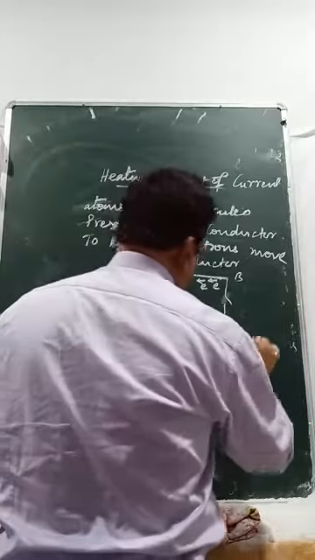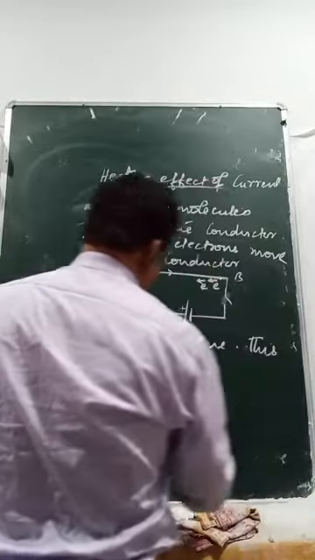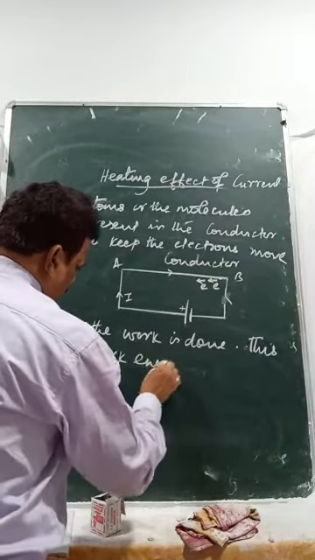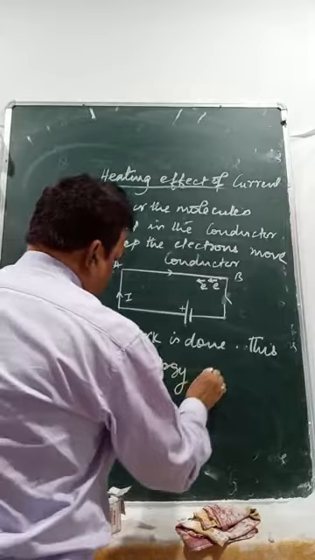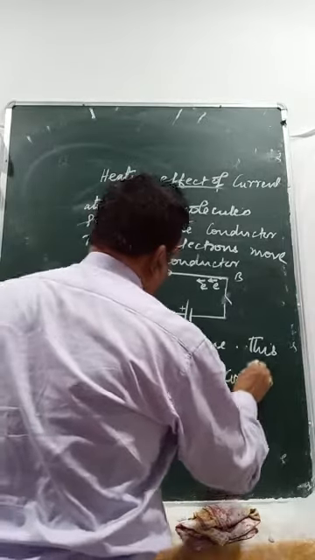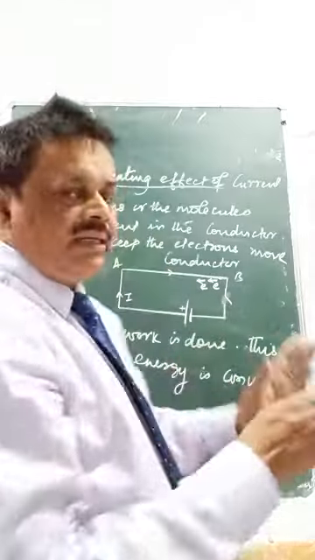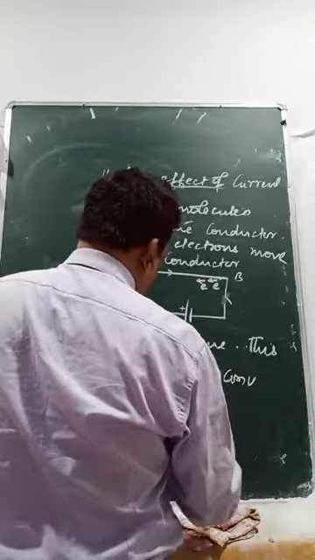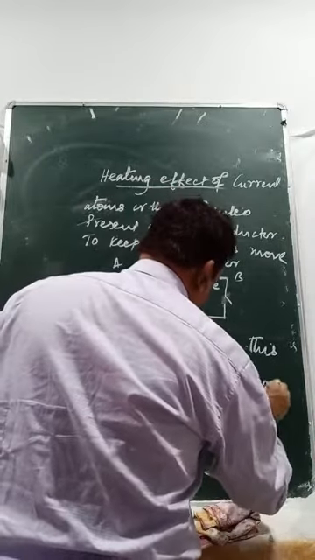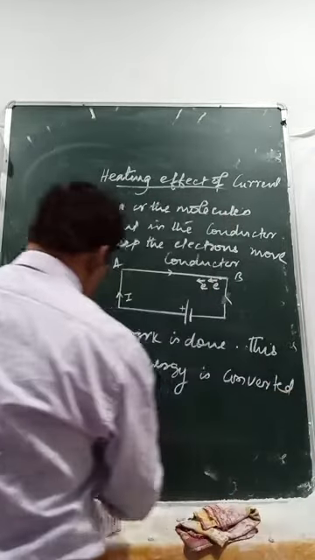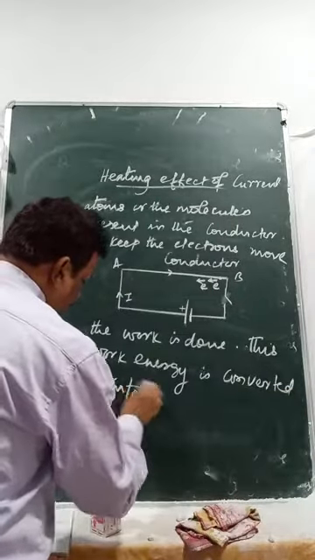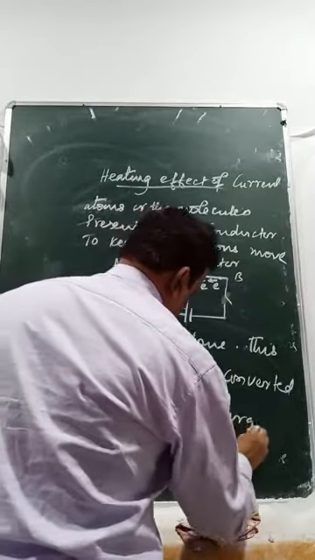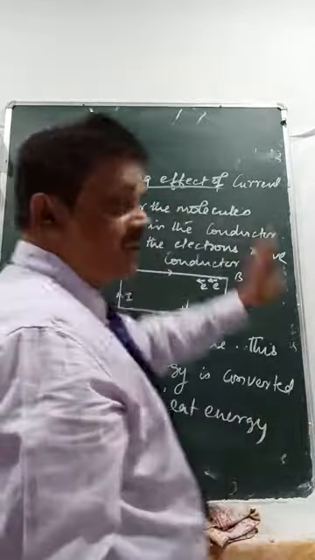This work energy is converted to heat, because the wire becomes hot. When there is a resistance, the wire becomes hot. The work energy is converted into heat energy. This is called the heating effect of the current.